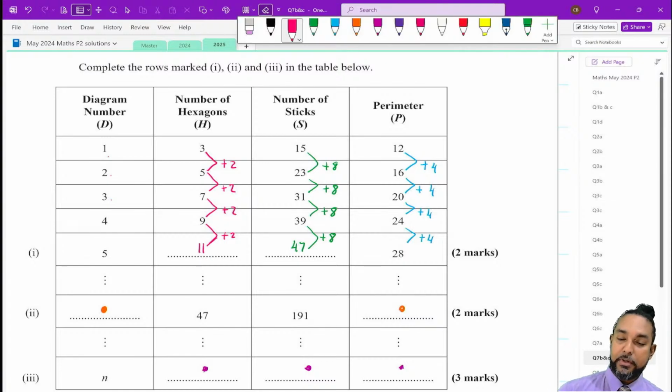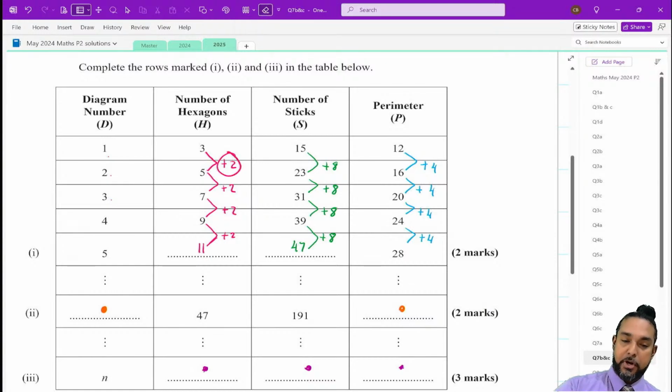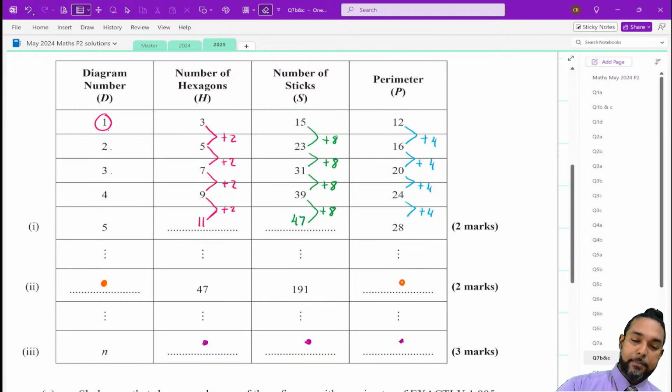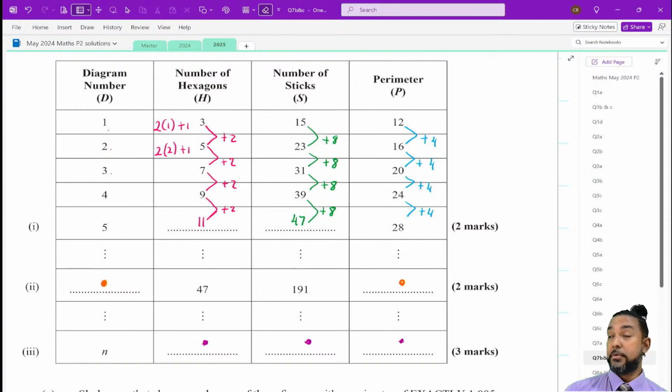Okay, so what you're going to do is, I'll use the first one, the pink one, as the example, right? You're going to take this gradient, this change, and you're going to multiply by this item. What is 2 multiplied by 1? 2. And how much do I have to add to 2 to get to 3? 1. Now, again, I'm going to take the same 2, which is the change, and multiply by the diagram number. So 2 multiplied by 2 is 4. And how much do I have to add to 4 to get to 5? 1.